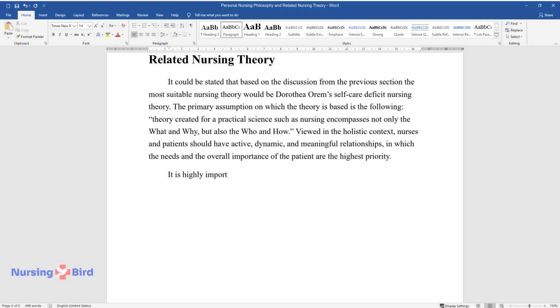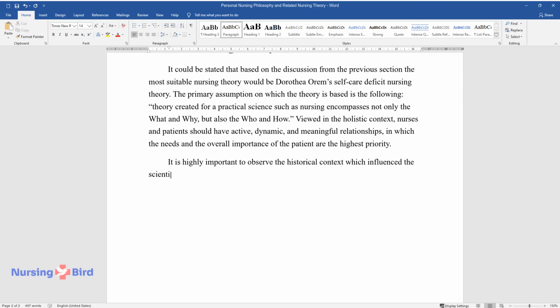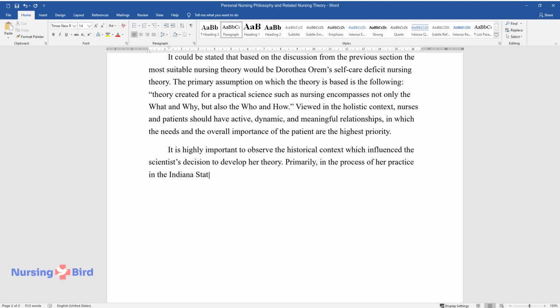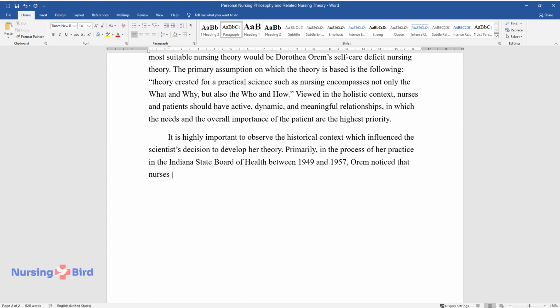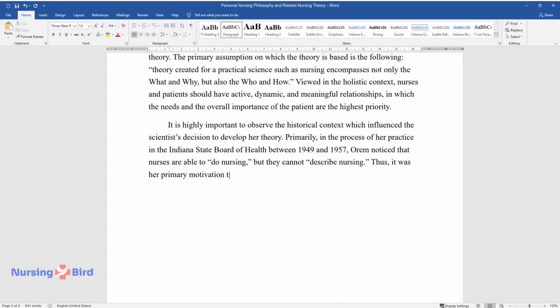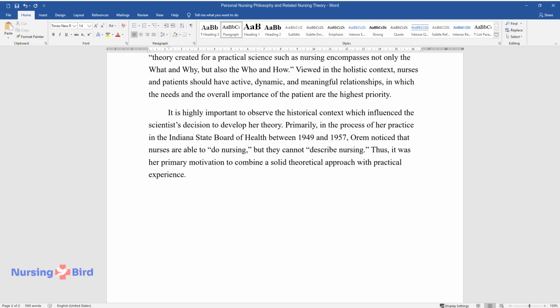It is highly important to observe the historical context which influenced the scientist's decision to develop her theory. Primarily, in the process of her practice in the Indiana State Board of Health between 1949 and 1957, Orem noticed that nurses are able to do nursing, but they cannot describe nursing. Thus, it was her primary motivation to combine a solid theoretical approach with practical experience.